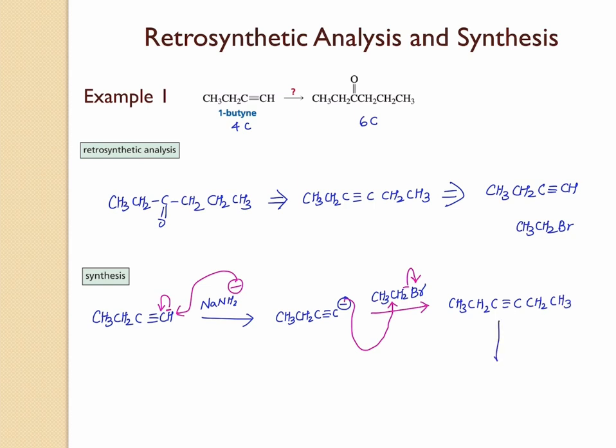And in the next step, when we do the acid catalyzed hydration of an internal alkyne, it's going to give us a ketone. Since this is a symmetrical internal alkyne, it's going to result in only one product.